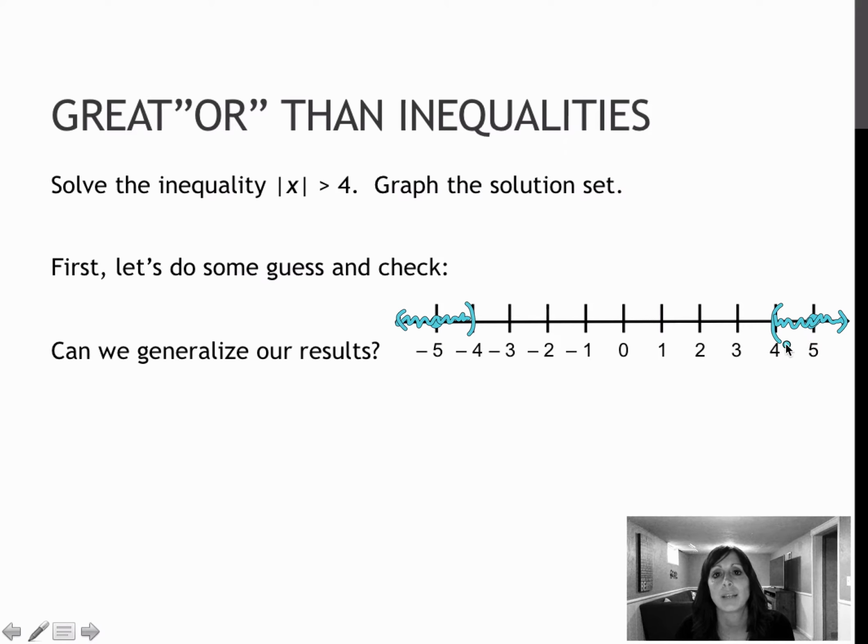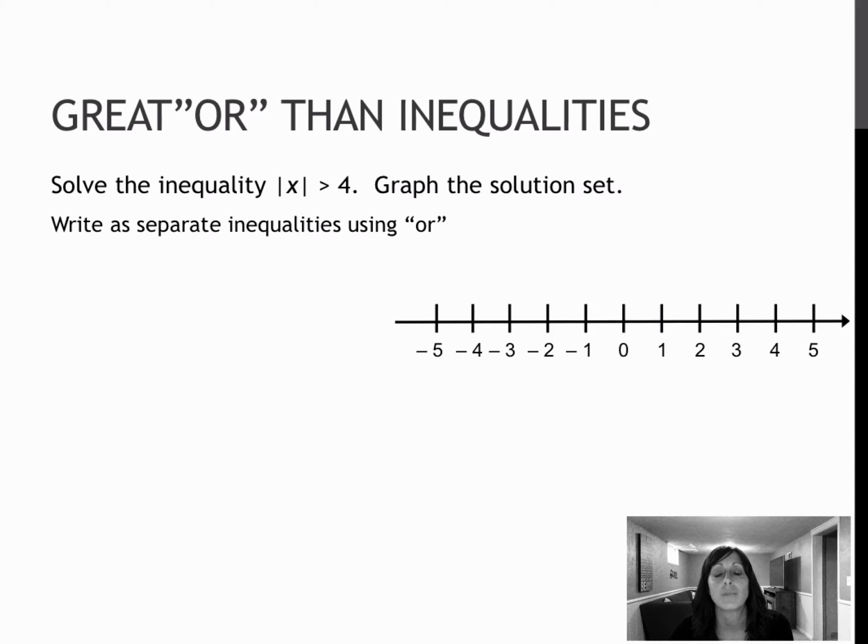And if I were to generalize my results, I would say negative infinity up to negative 4. And on this side, it would be from 4 on to infinity. And you might see this written with an "or" in between. Probably you'll see it written with the union of sets in between. So all of the values would be from here and then from here. 4 to infinity, negative 4 to negative infinity. Those would be our values.